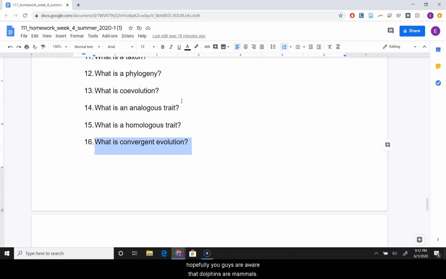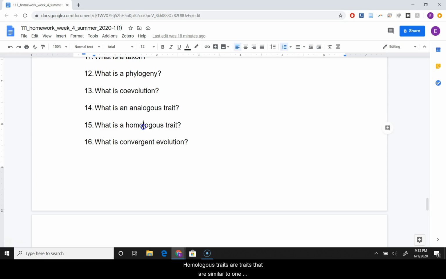Hopefully you guys are aware that dolphins are mammals. Or bats and birds. Hopefully you are aware that bats are also mammals, but they fly around, right? They live in similar environments, and so they wind up having these analogous traits. They are traits that are similar to one another, but they are not from common ancestry. So analogous traits are traits that are similar to one another, like the fins on a dolphin and the fins on a fish, but are not from common ancestry.